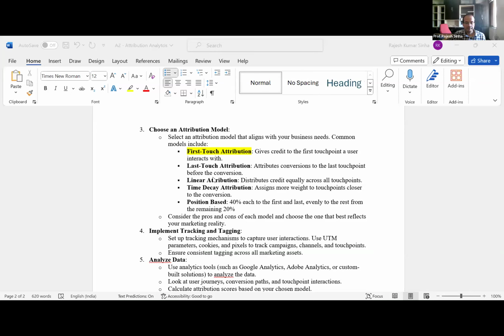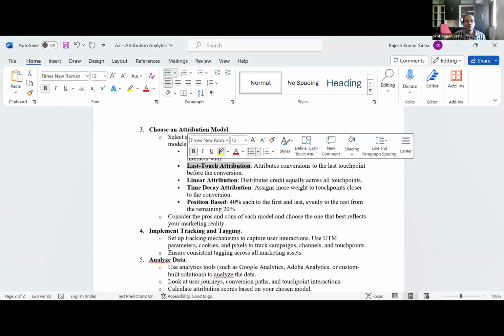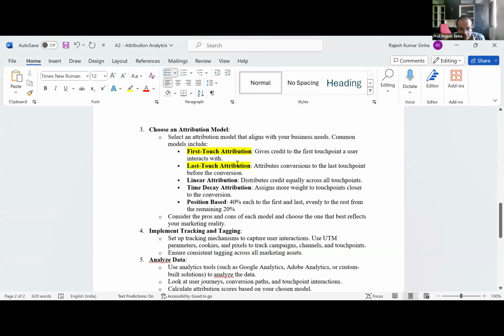Now that's there. Second is last touch attribution. What is last touch attribution? The meaning is that you give all the points, 100 percent, to the last touch point before which resulted in sales. Now we all know that every one of us wants to buy something, but we do not want to spend money.